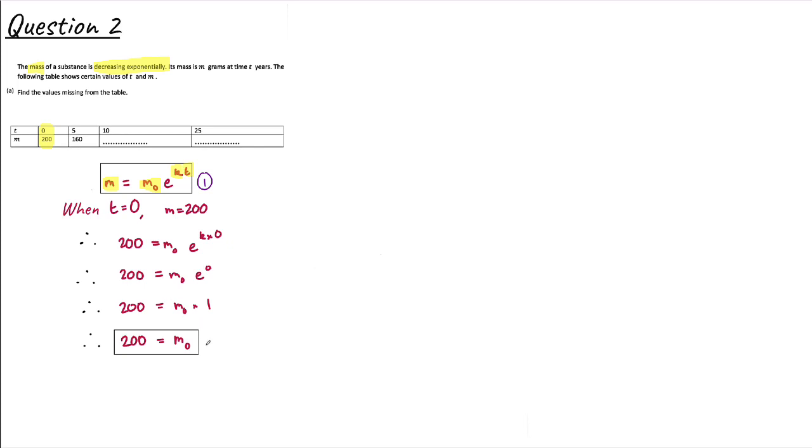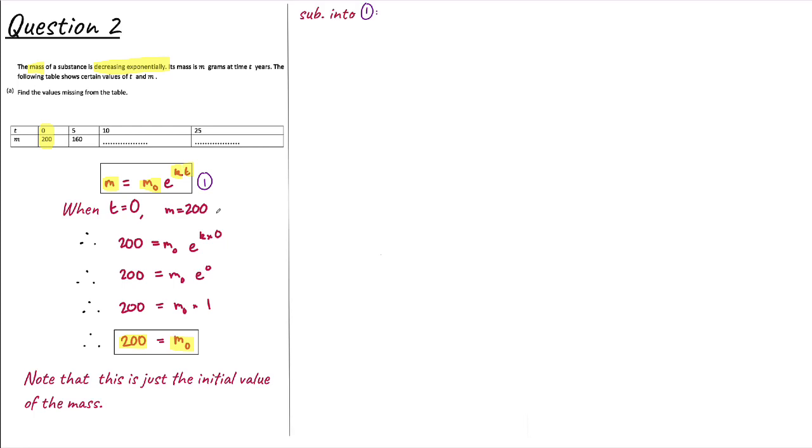When t equals 0, m is 200, so substituting into equation 1, we get this. This simplifies as follows. E to the power of 0 is 1, so therefore m0 is 200. As we said, m0 is the initial value. It's the value of m when t equals 0. So actually we could have written that down straight away without needing to substitute in this formula. Let's substitute this back into equation number 1. This gives us our new equation, equation number 2.